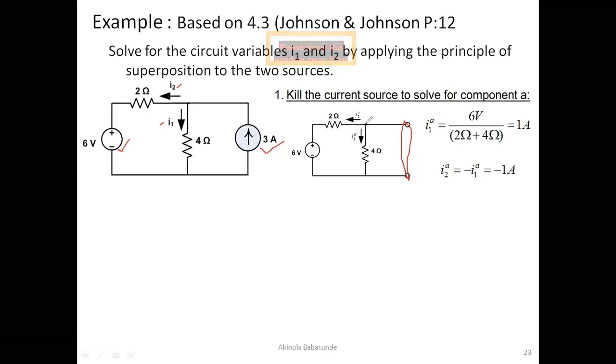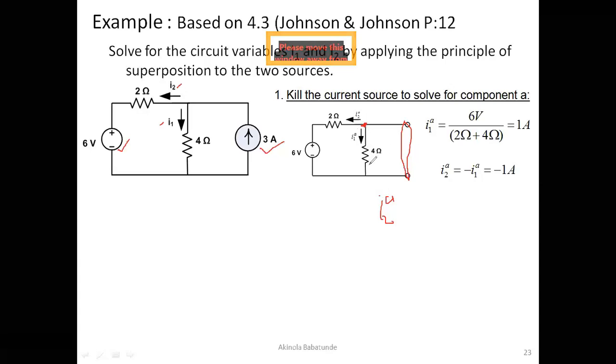If you apply KCL to this particular point here, KCL tells us that the summation of all the current around a node must be equal to 0. When current is leaving a node, it is positive. When current is entering a node, it is negative. So the current leaving the node here is I2A.